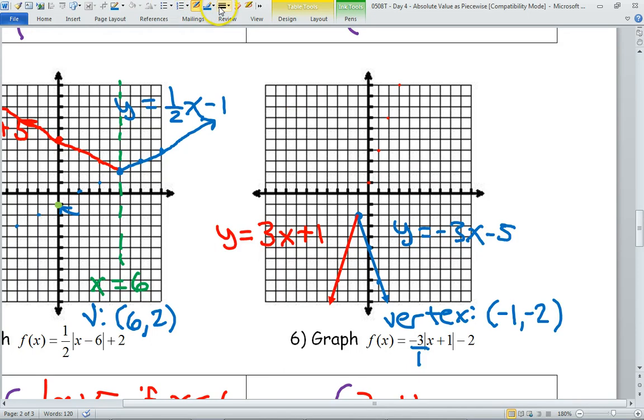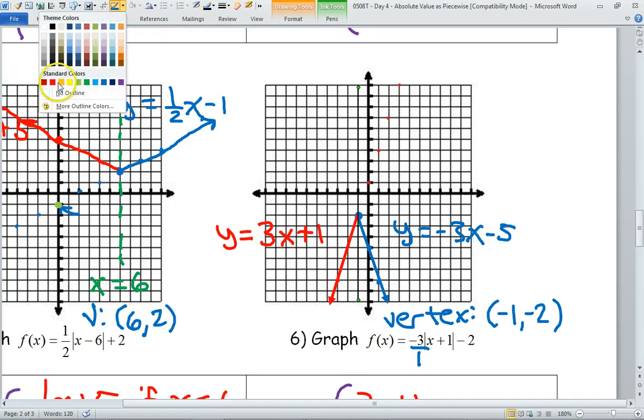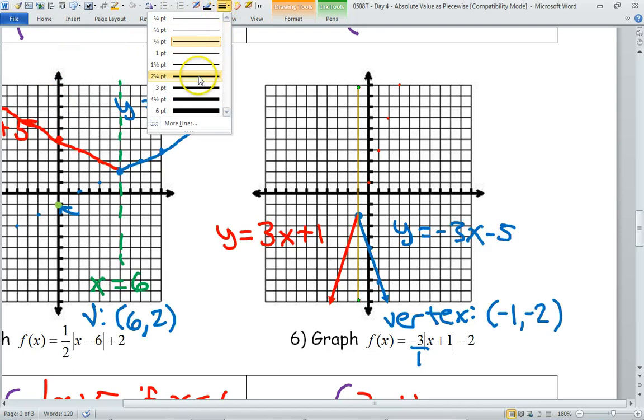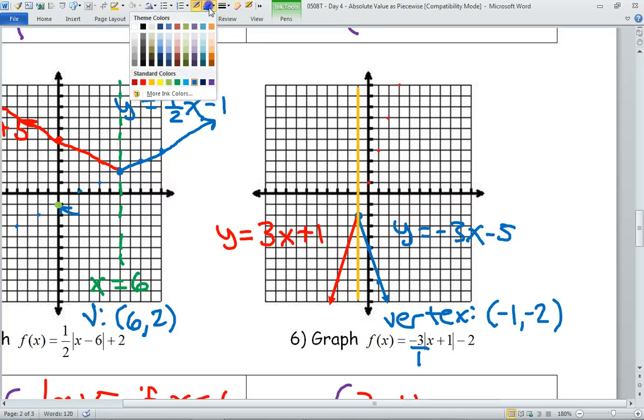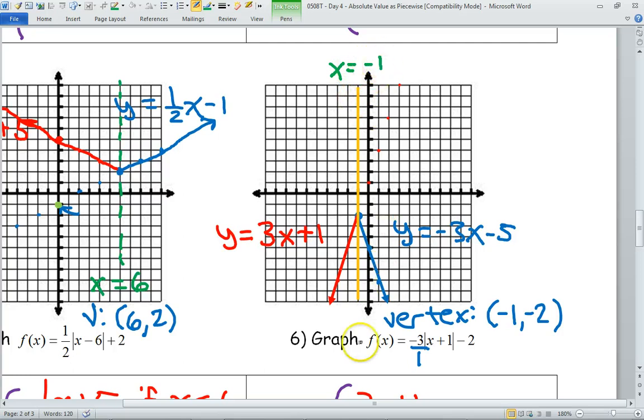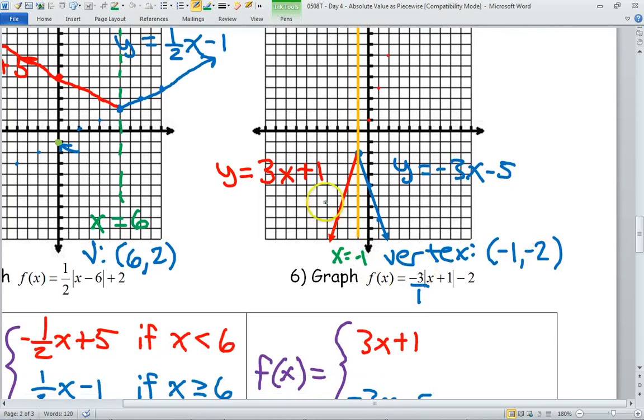Okay, the axis of symmetry is right here. Okay, here's my axis of symmetry. I think I'll make it orange. Okay, there's my axis of symmetry. What is the value of that axis of symmetry, guys? Yeah, that's x equals -1. So keep that in mind. X equals -1. That's going to be my less than -1, greater than or equal to -1.